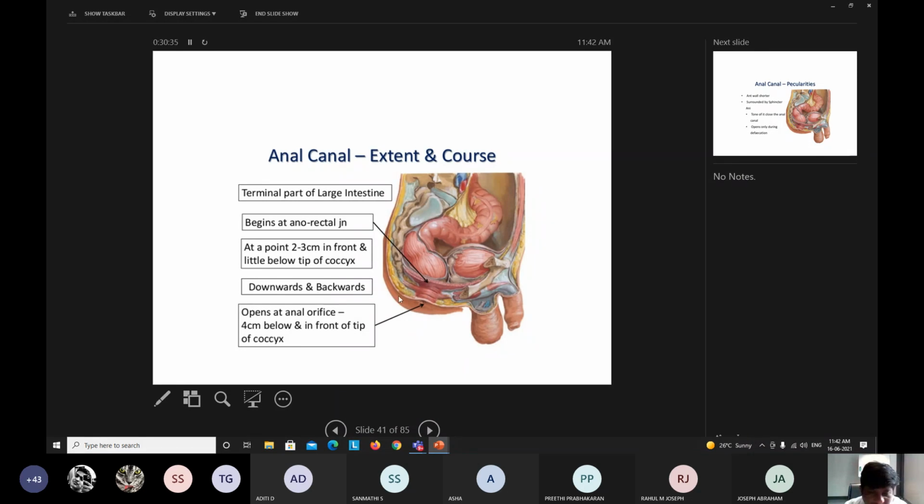So it runs downwards and backwards and then opens at the anal orifice, 4 centimeters below and in front of the tip of the coccyx. So it opens at the anal orifice here. This is the anal orifice, the exterior opening, present in front of the tip of the coccyx.